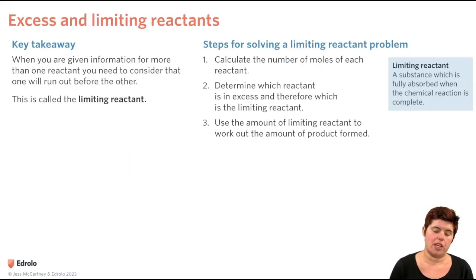Generally, when we're thinking about calculations in chemistry, you have one reactant that's in excess and one reactant that's limiting. Nine times out of ten, you are told which is which, but sometimes you are given more information than is required, and you actually have to work out which one is the limiting and which one is the excess. Now, what does that mean?